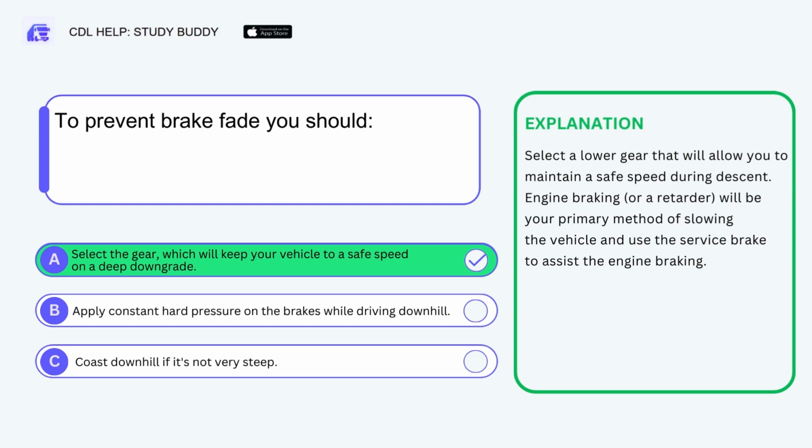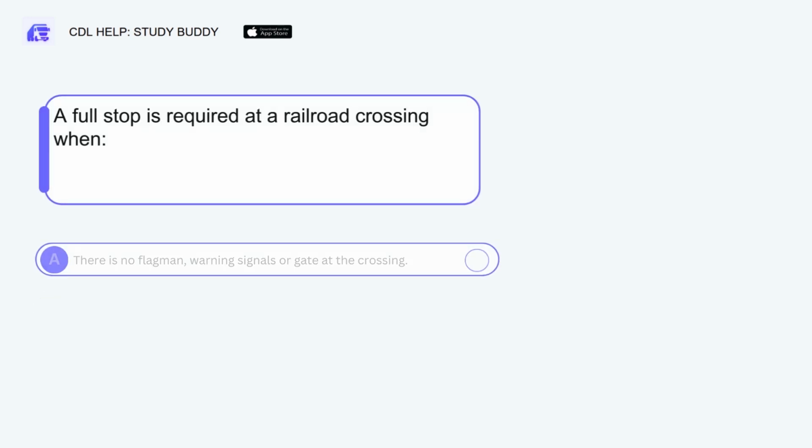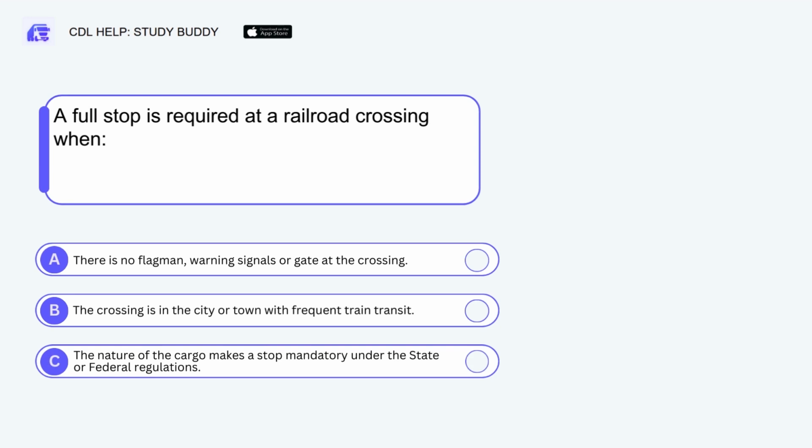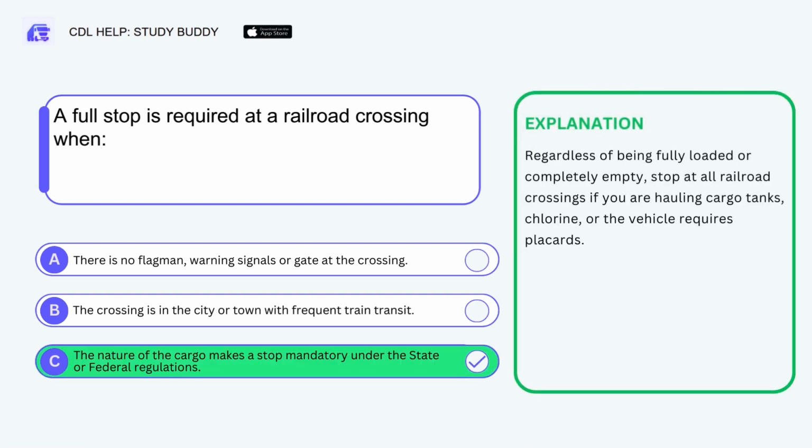A full stop is required at a railroad crossing when: regardless of being fully loaded or completely empty, stop at all railroad crossings if you are hauling cargo tanks, chlorine, or the vehicle requires placards.